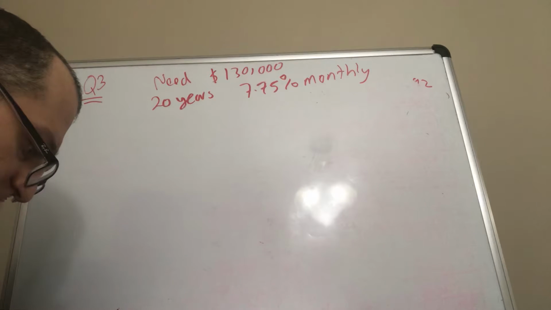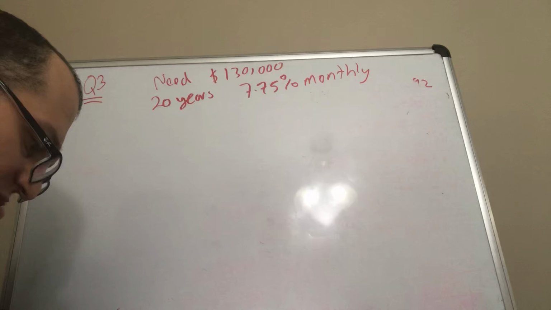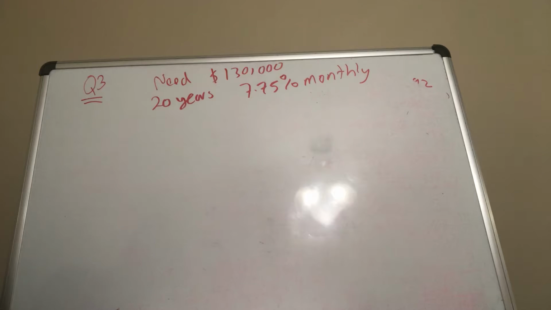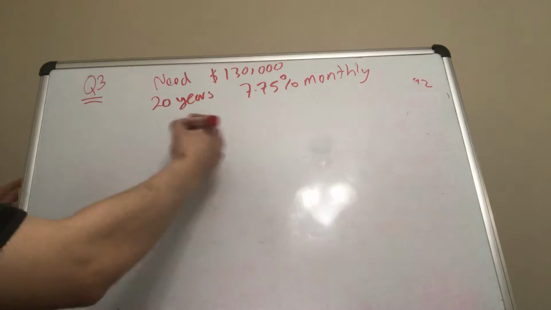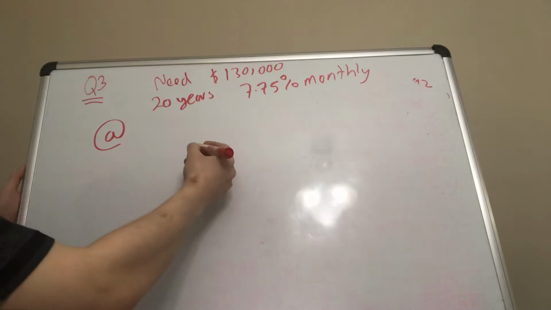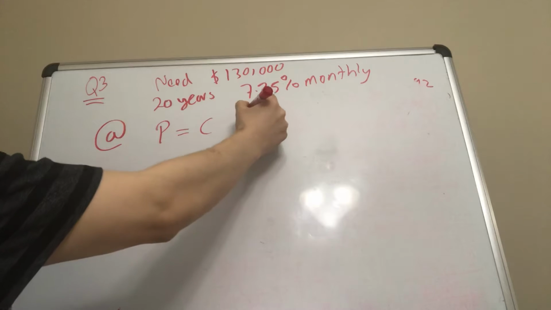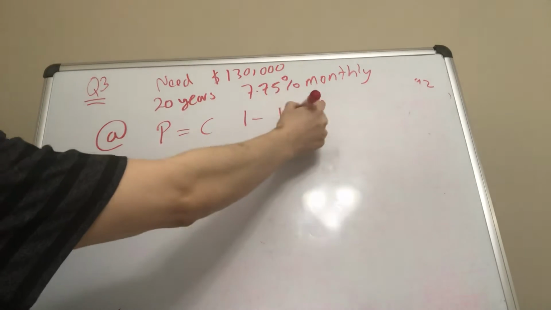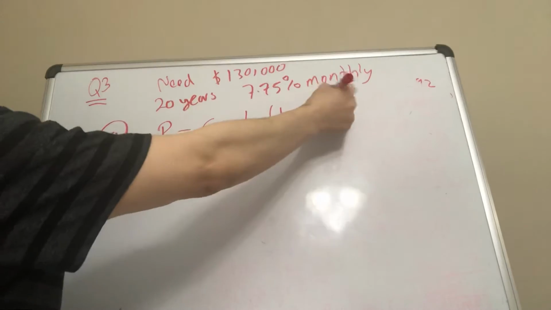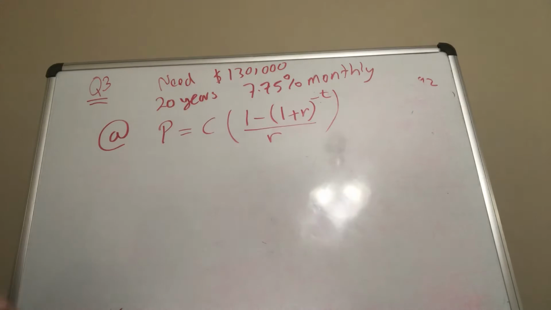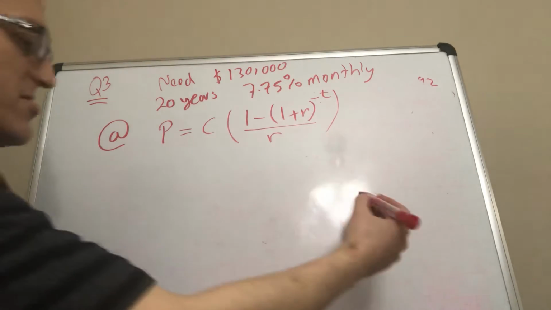Okay, first question. What's the monthly mortgage loan payment? So it's a loan question, it's a mortgage. Anytime you have a mortgage question or loan, and we ask for payment, we use the present value annuity. P equals C times (1 minus (1 plus R) to the negative T) over R. This is the formula we use anytime there's a question asking about payment, where C would be the payment in this case. So let's figure out everything else.